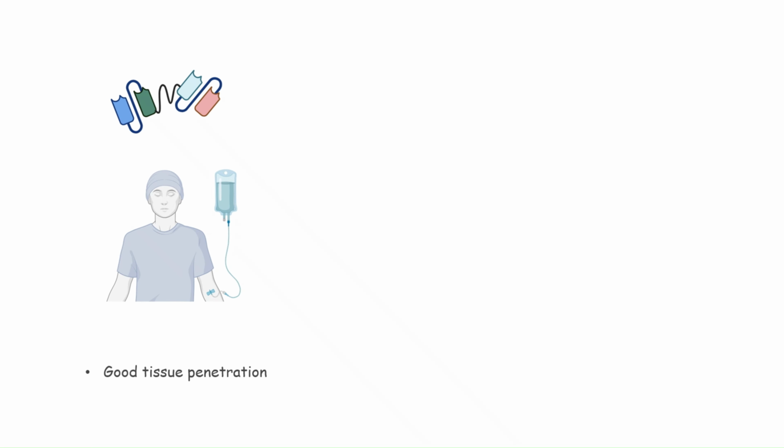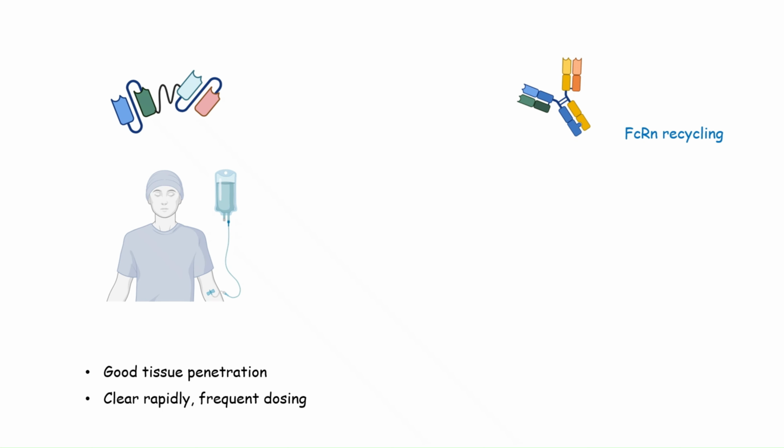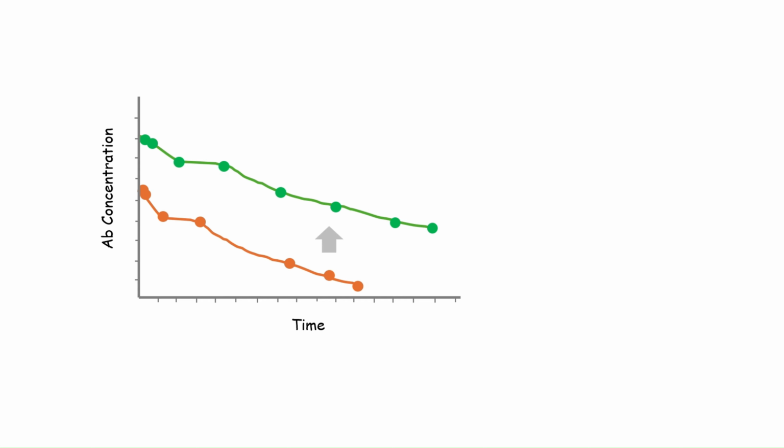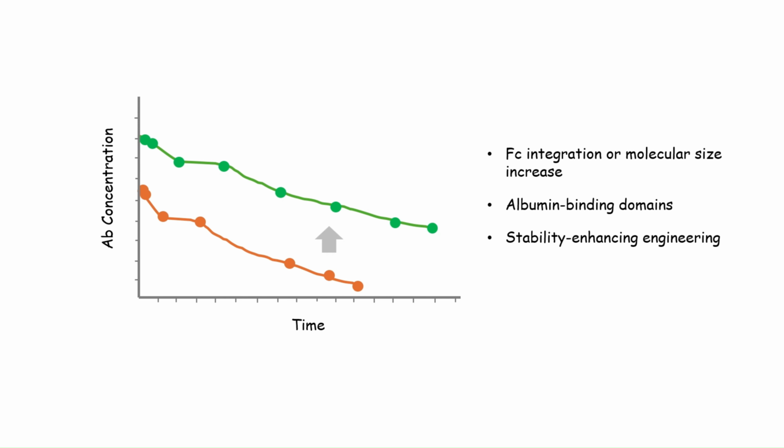For example, fragment-based formats may improve tissue penetration, but often clear rapidly and require frequent dosing. Fc-containing, IgG-like designs extend half-life through FcRn recycling, supporting durable exposure, though their size can affect distribution. To improve fragment-based formats' half-life, engineering strategies such as Fc integration, albumin binding domains, and adding disulfide bond to scFv can help balance exposure with tissue accessibility.